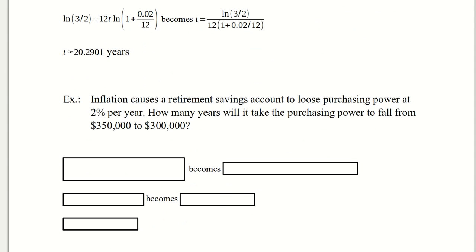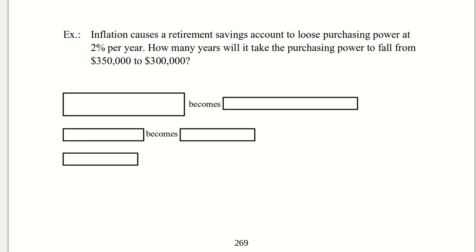The next question is about inflation. So if all this interest has bothered you or is something you're not comfortable with, any interest question can be rephrased in the context of inflation. So here's an inflation question. Inflation is just the loss of purchasing power of a particular unit of currency. So inflation causes a retirement savings account to lose purchasing power at 2% per year. How many years will it take the purchasing power to fall from $350,000 to $300,000?